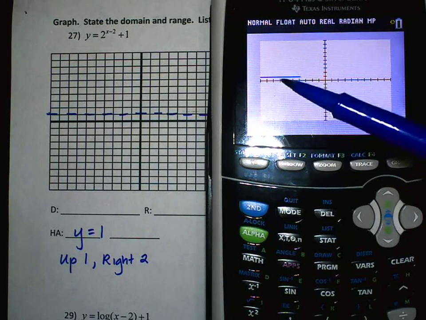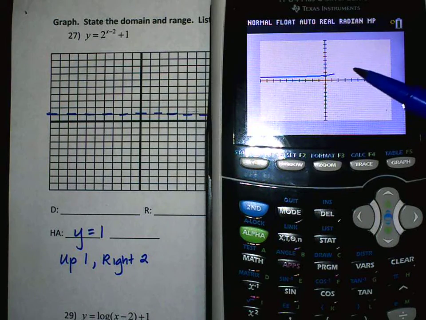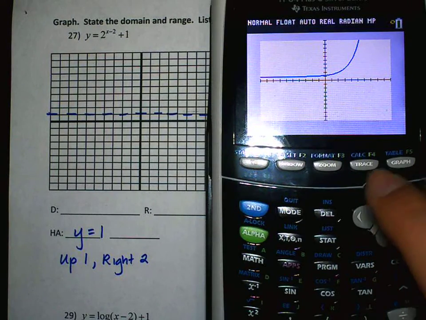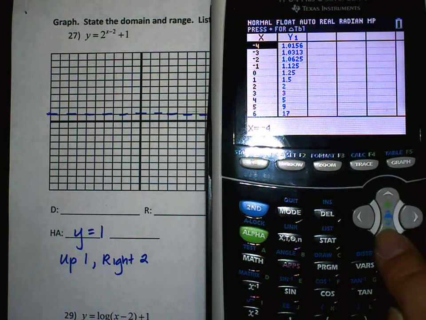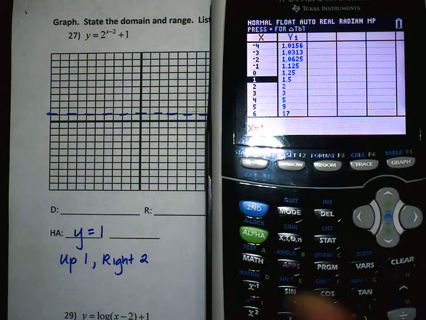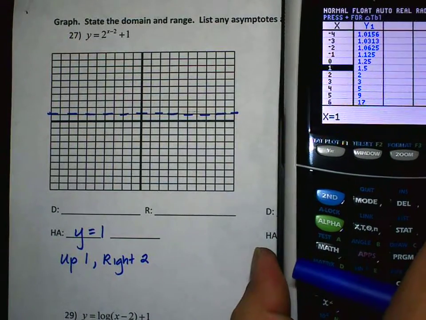So notice it's a little bit above 0, because our HA here is 1, and it goes up. It's an exponential growth function. So let's look at our table. I'm just going to plot some points on our table, and then go ahead and connect them. So we'll leave the table over there.